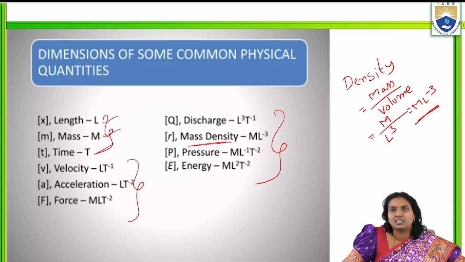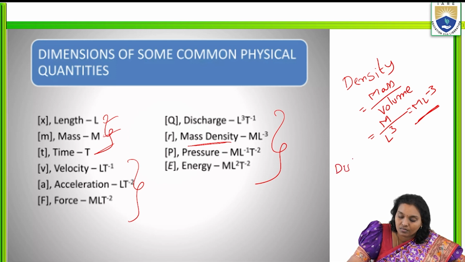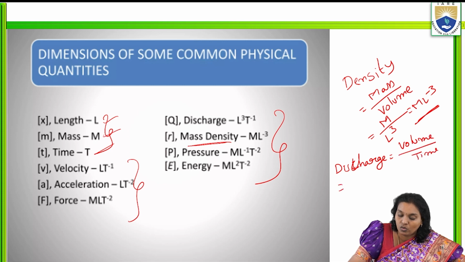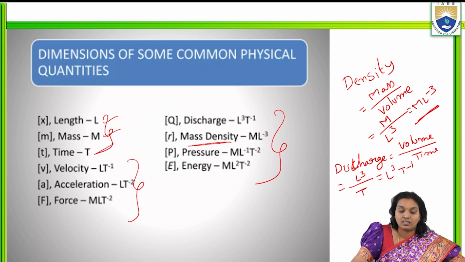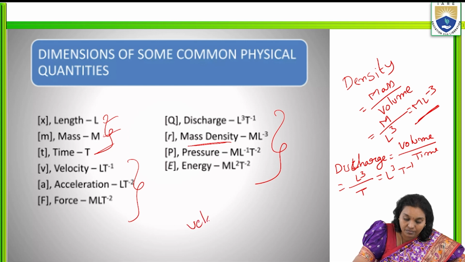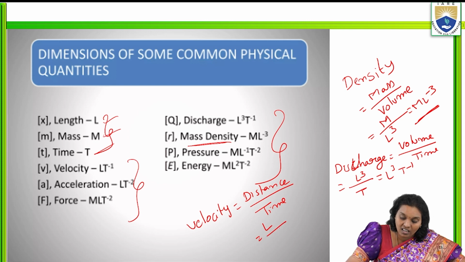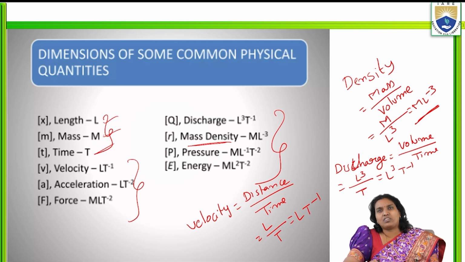Similarly, discharge. Discharge is equal to volume by time. That is equal to volume L cubed divided by T, which is equal to L cubed T to the power of minus 1. Similarly, velocity. Velocity is equal to distance by time. Distance comes under the fundamental quantity L, and time is T, so that is equal to L T to the power of minus 1. Like that we are understanding the various quantities.